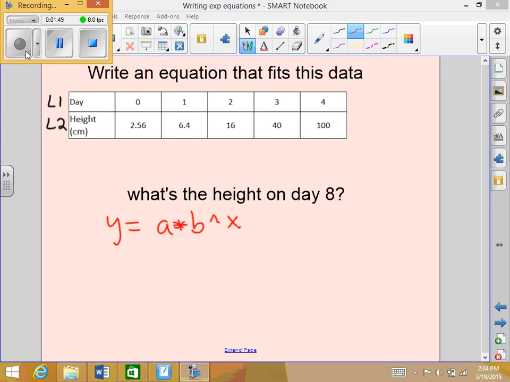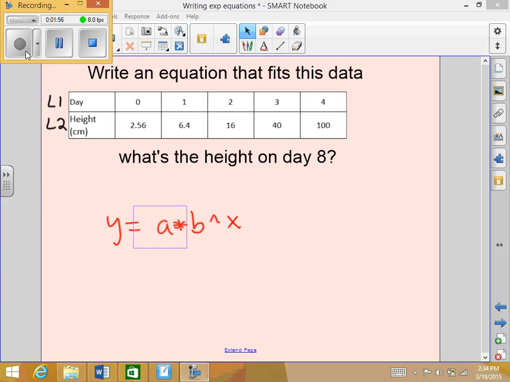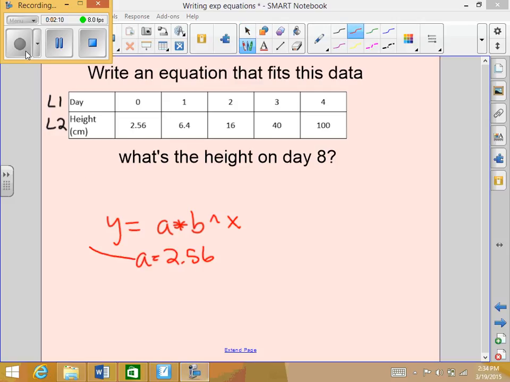So your calculator provides for you the general form of what the equation is, where A represents your starting value and B represents your rate, and X is the exponent. And in this case, it gives us the value of A to be 2.56, which is also what we found here. And then it tells us that B is equal to 2.5. So this is your increase.